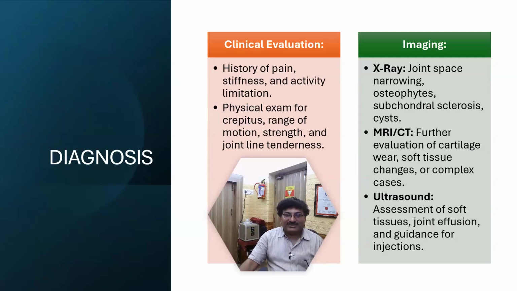Now coming to the diagnosis, so we have to take the history, pain, stiffness, activity limitation, physical examination for crepitus, range of motion, strength, and the joint tenderness. We have to go for the imaging like the X-ray, MRI, CT, ultrasound as required.